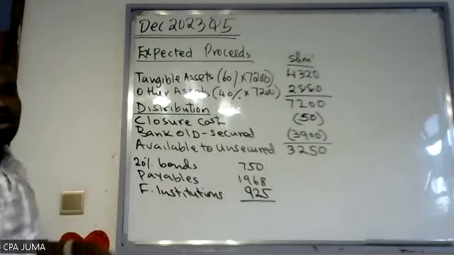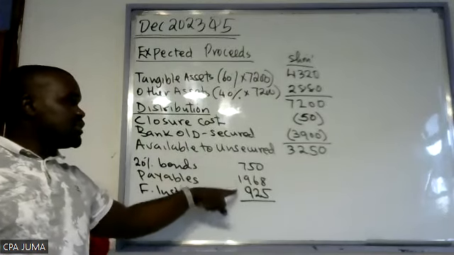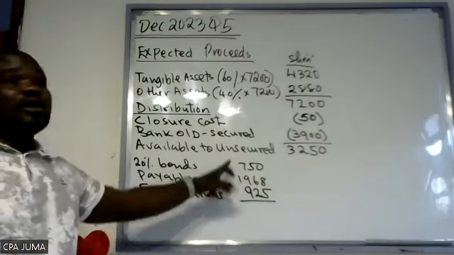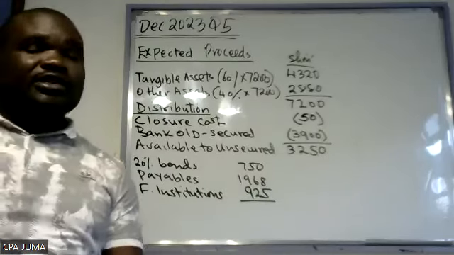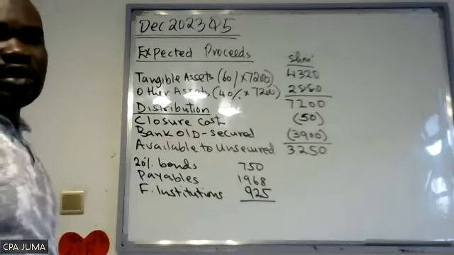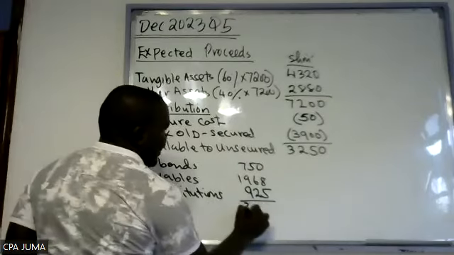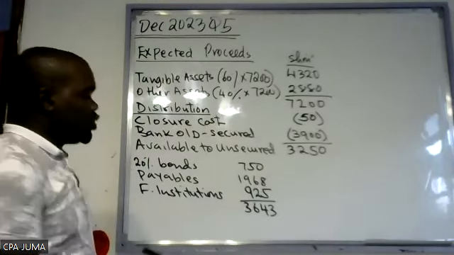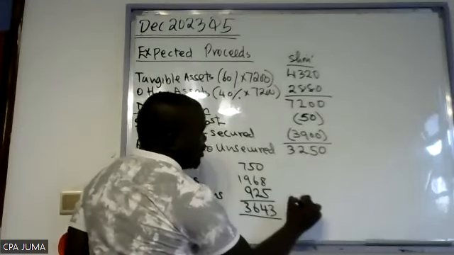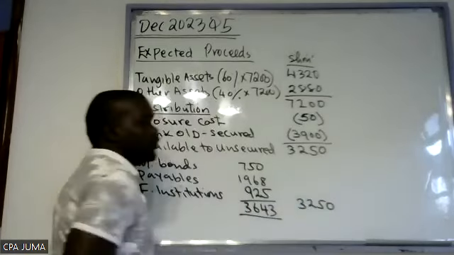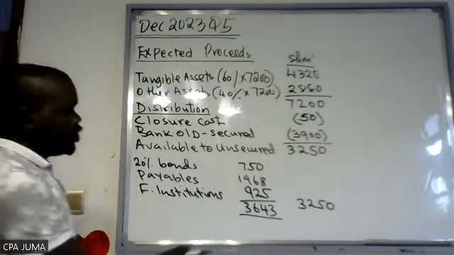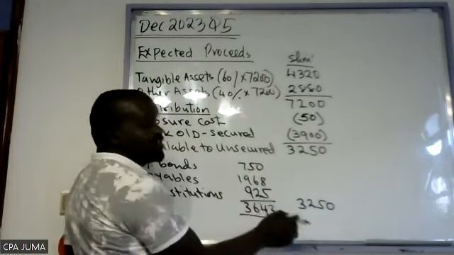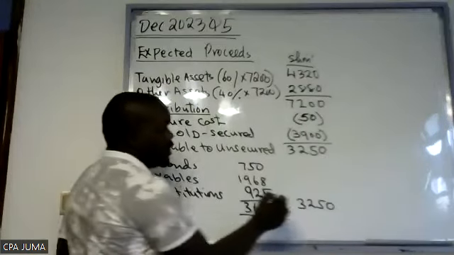So these are unsecured. So how much? This plus this plus this. Add for me the three unsecured liabilities. 3643. What is available is 32.50. So it means here we will only get 3250. Yes, unsecured total is 3643. They will lose. So the maximum we can get is 3250.